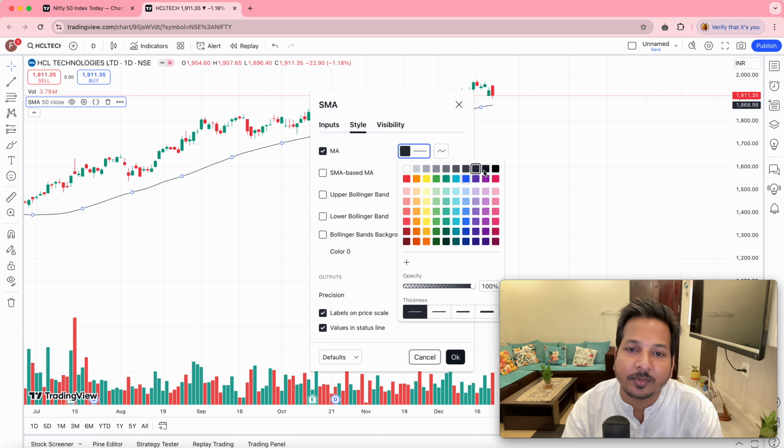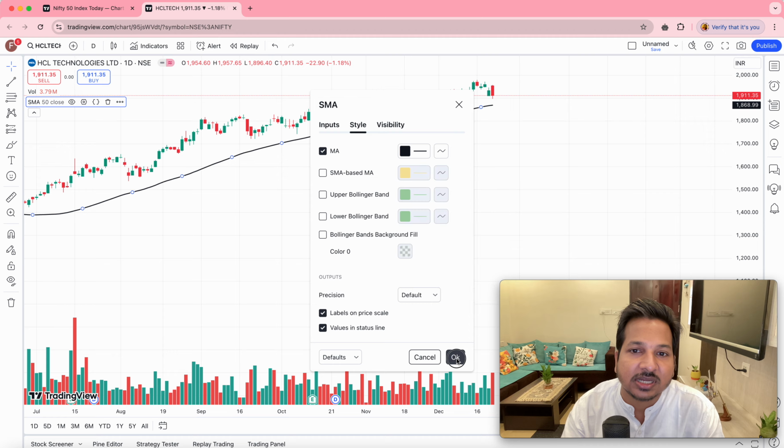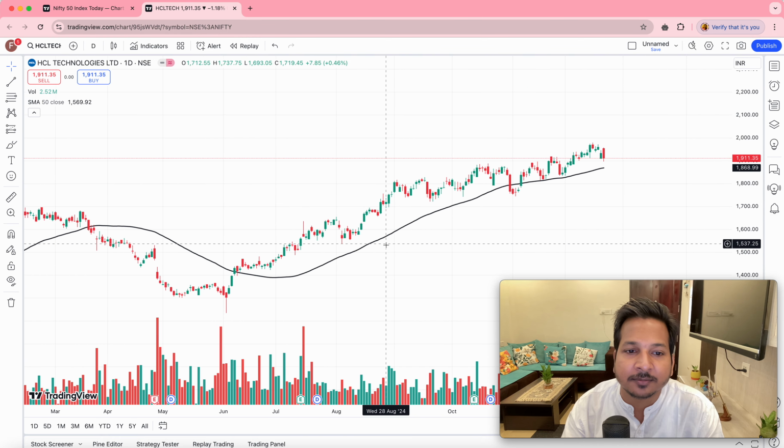This is TradingView, best for charting. I have not got any money because they are such large that they will not give me any money.